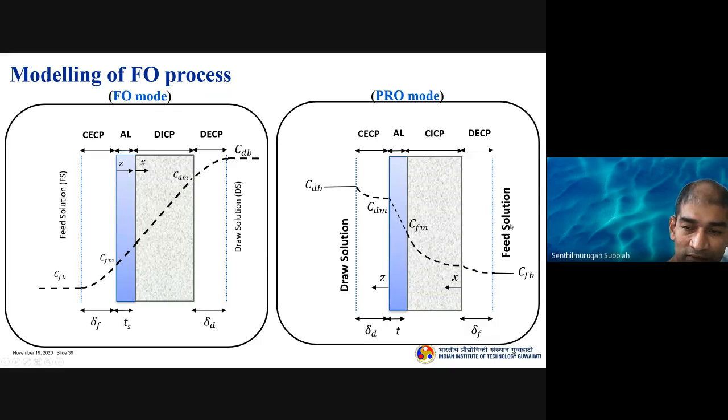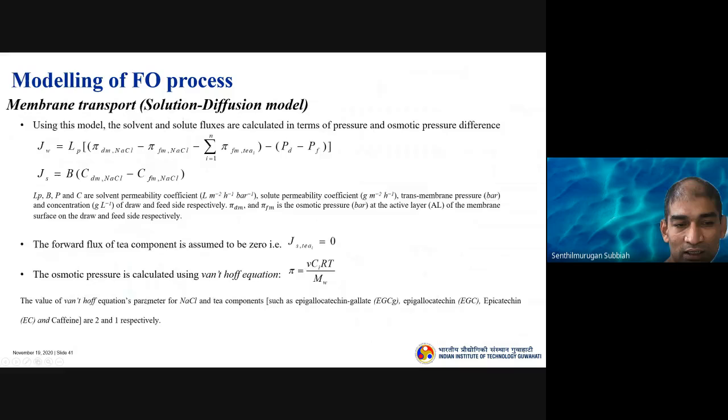But if we are using a tea solution as a feed, and if the tea components go from the tea feed to the draw side, then we call it the forward flux. What we are assuming here is that the forward flux of the tea component is 0, and we also observed experimentally that it is 0. So this is a reasonably good assumption in any FO process. If the molecular weight is high, the components will be stopped and the flux will be 0. And the osmotic pressure is calculated using the standard van 't Hoff equation.